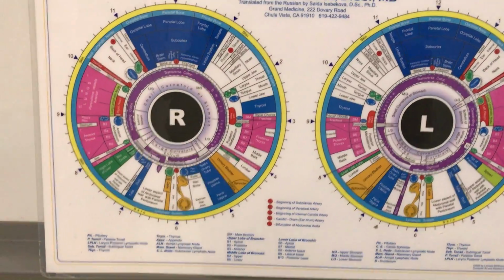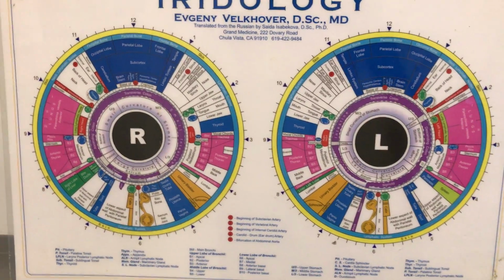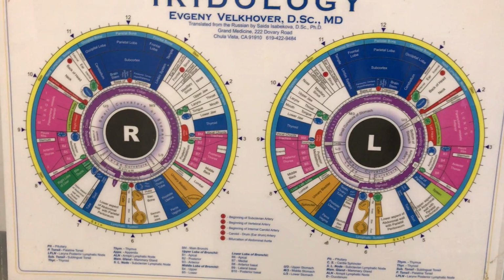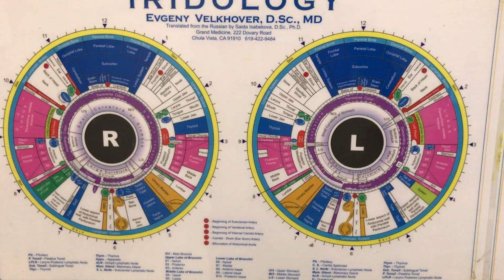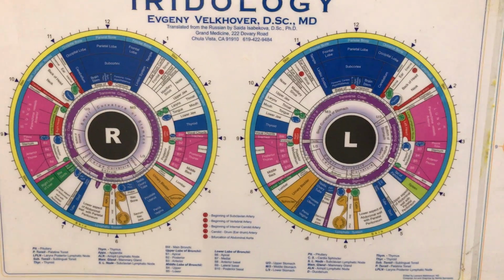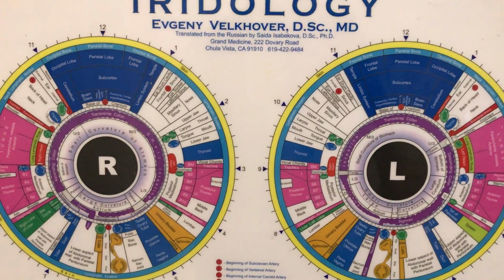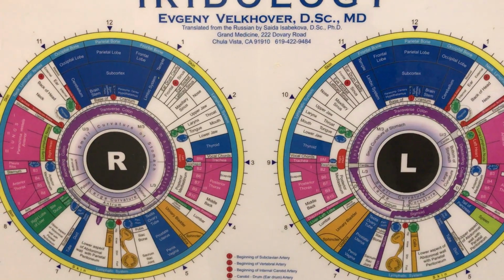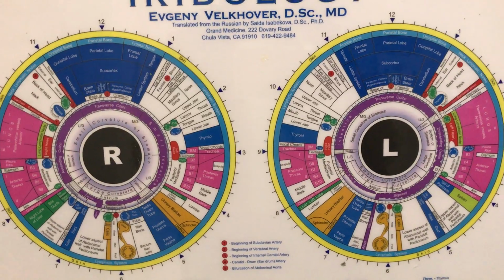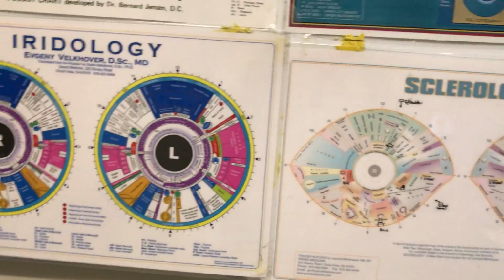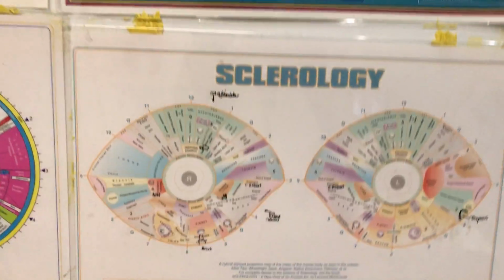Over here, the Russians have a different approach, because they used other reflex systems like acupuncture and herbs in the body. Everyone has a different approach. And even here we can see some markers that have a little bit more indicators than others. Now, the whites of the eyes, sclerology.